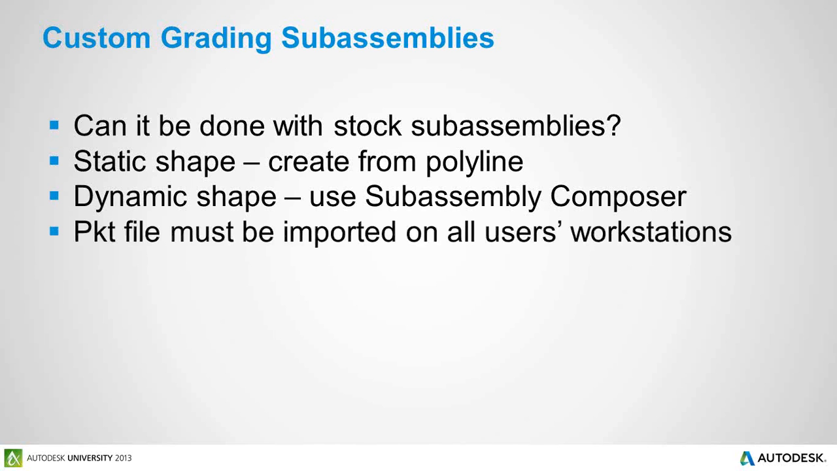And then just a couple of things to keep in mind. When you create custom subassemblies, Subassembly Composer builds what's called a packet file, or a PKT file, and you need to make sure that gets imported on all users' workstations that are going to be using this subassembly on this project. If not, Civil 3D is going to give you errors that it can't find the DLL file or whatever in order to build or rebuild that corridor. And so it does become a logistical issue in that you need to make sure it gets installed on everybody's machine. All right.